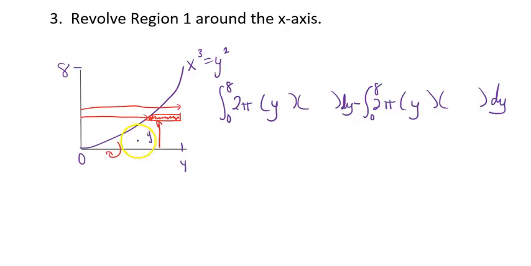Now we just have to figure out our height arrows and what they're touching. Long minus short. The long one goes from 0 all the way over to 4, so the long one is 4. The short one goes from the axis to the function, so the function needs to be in terms of y to match our limits, so it would be y to the 2/3. And that's how we set up example 3.